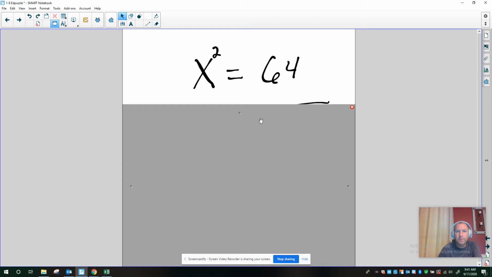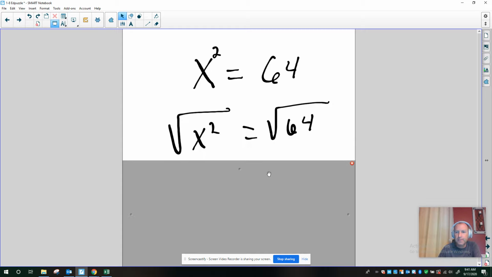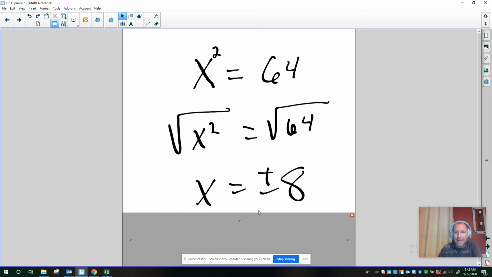Similarly, we're going to square root both sides to get rid of the square. We want x by itself. That square root and square counterbalance each other and cancel each other out. And the square root of 64, again, is the real square root, not the principal square root. So we're going to have to give that a plus and a minus 8.